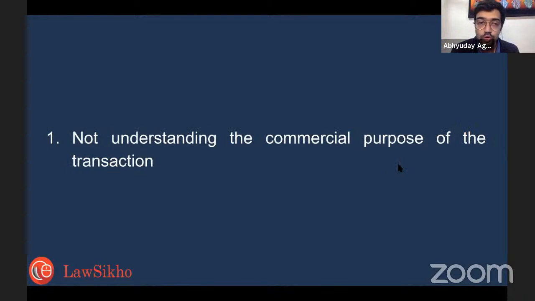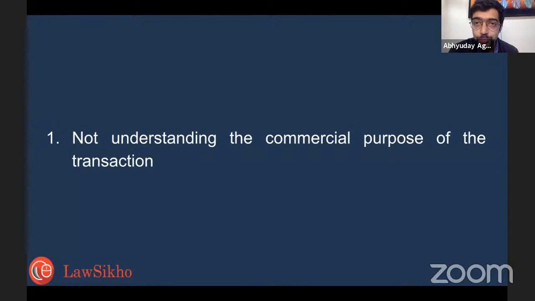Let's understand the first mistake that people make: not understanding the commercial purpose of the transaction. What do you do when you get a contract? The first thing you will do is read it end to end, right? Now, if it is a 100-page contract, by the time you finish reading it end to end, 3-4 hours will pass. Mostly your brain's attention will go away.